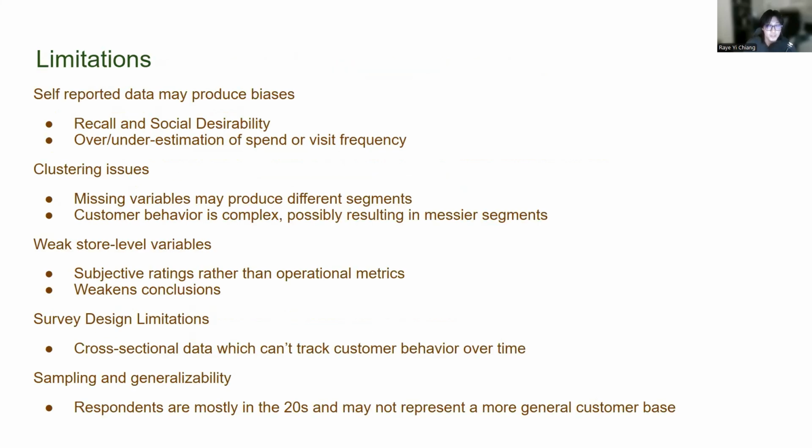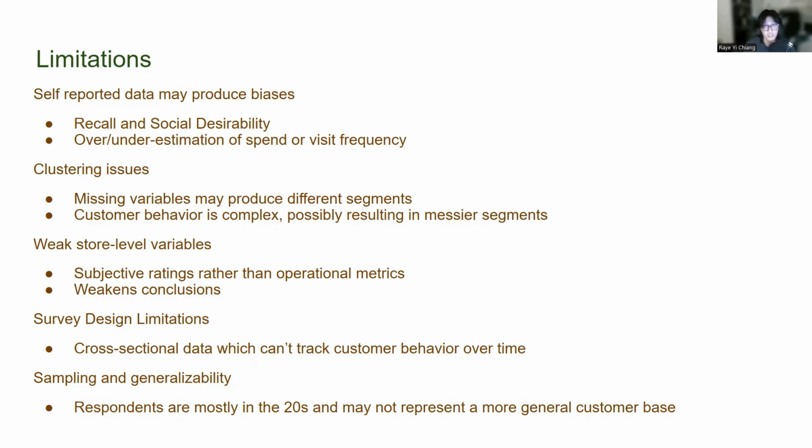Moving on to limitations, a lot of our data was self-reported, and this can introduce biases. There could be a lot of over and underestimation of spend or visit frequency. People tend to not have the best memory in terms of how long they exactly stayed, how many times a week or month they usually go. Additionally, we ran into some issues when we were clustering. There were some missing variables that we thought could play a pretty important part in customer segmentation, but they just weren't present in our data, so there wasn't too much we could do about that.